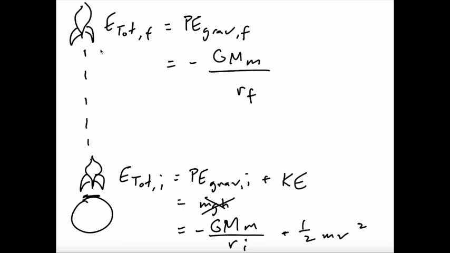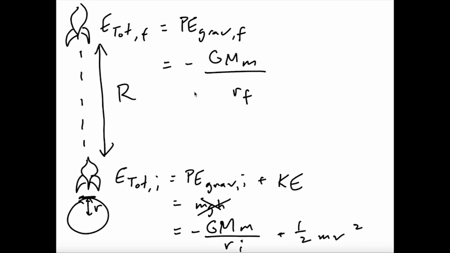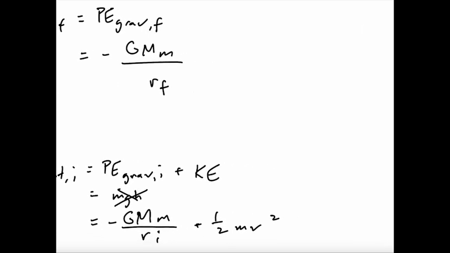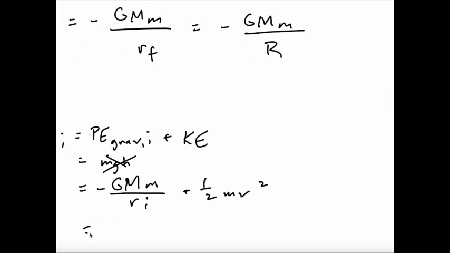Now, let's say this distance here is R, and let's say this distance here is, well, we'll just call it little r for right now. This is the radius of the Earth, okay? So then this turns into negative G M M over big R. This turns into negative G M M over a little r plus half mv squared, right?